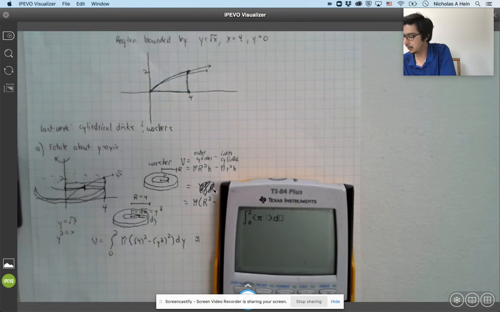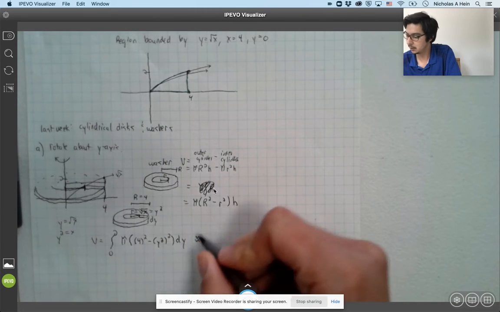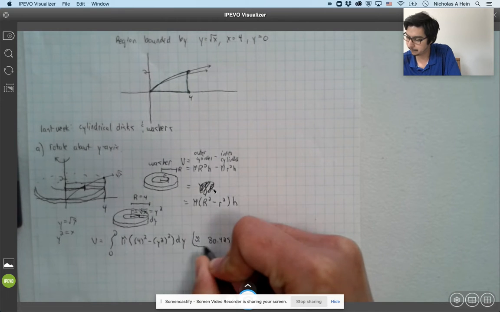And then that's pi times your outside radius squared minus your inside radius squared. Make sure I use the correct parentheses there. And then dx. And what I get there is 80.425 roughly units cubed. Okay.